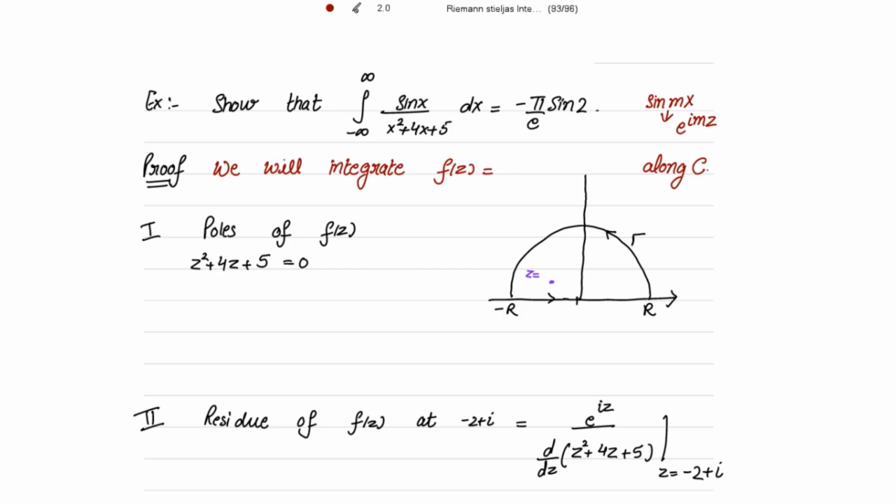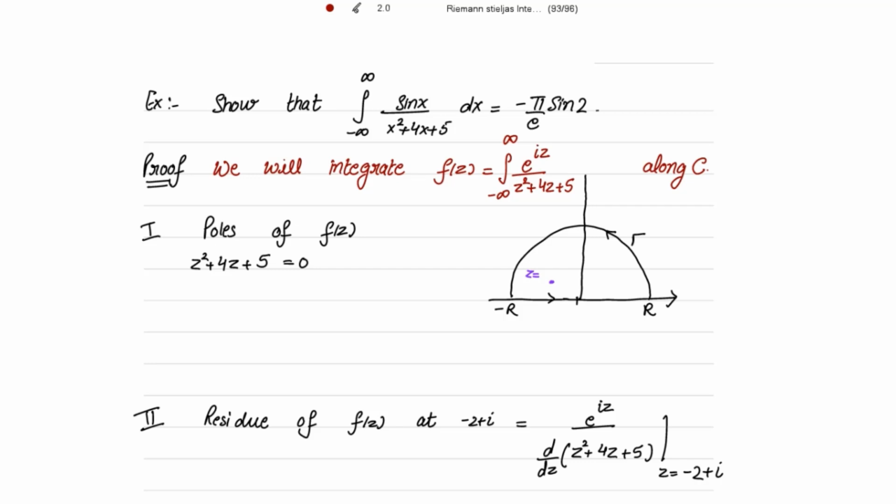So the integral from minus infinity to infinity, the numerator will be e to the power iota z. Very good. And the denominator, just replace x with z. This is how we create this function. So this is z squared plus 4z plus 5.